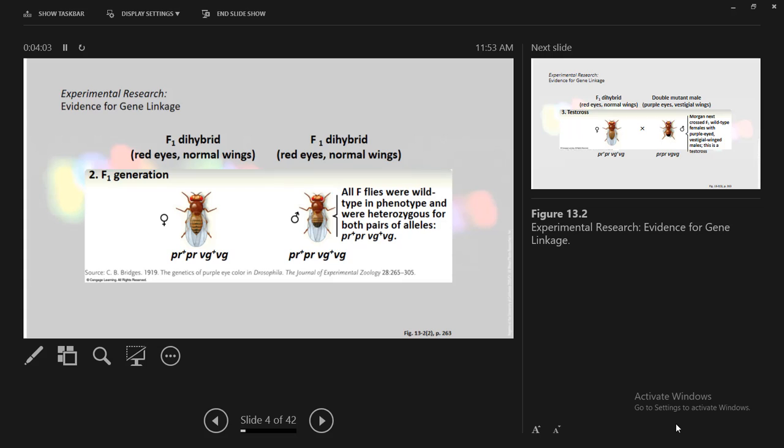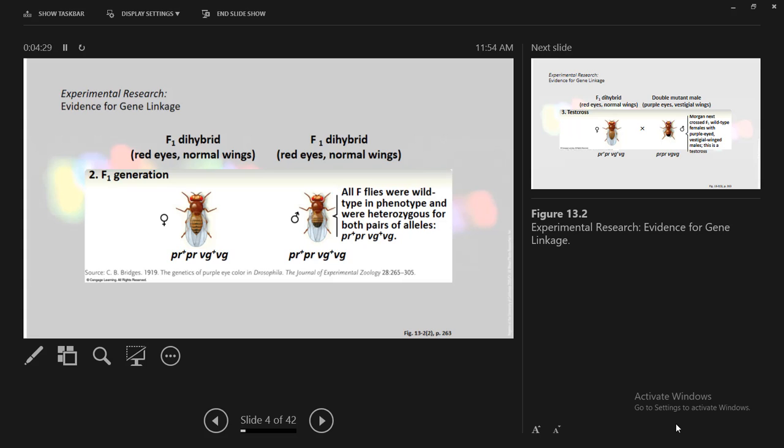Yeah, Chris. The PR and VG, is P one gene and R another gene? No, PR is one gene, and VG is one gene. And you're like, why do they make it so complicated? Can't we just go back to our single letters, capital and lowercase? And the answer is no. No, we can't. I don't know why it's no, but it's no.